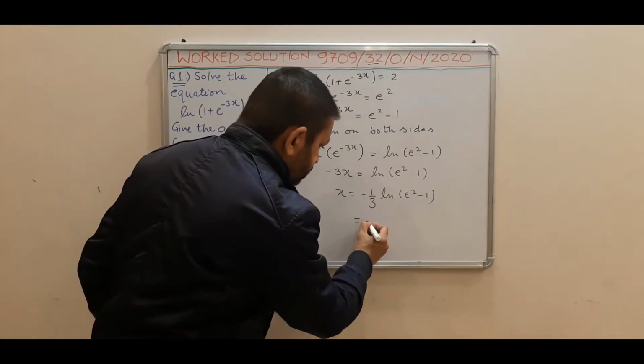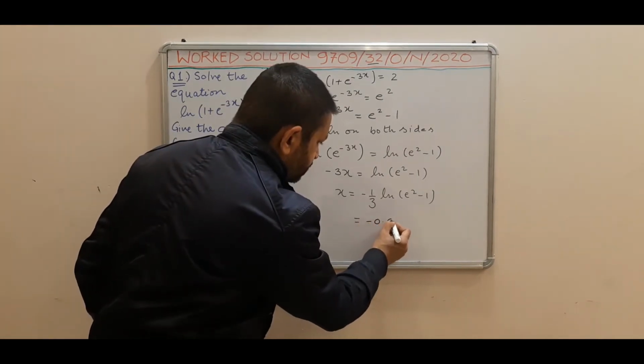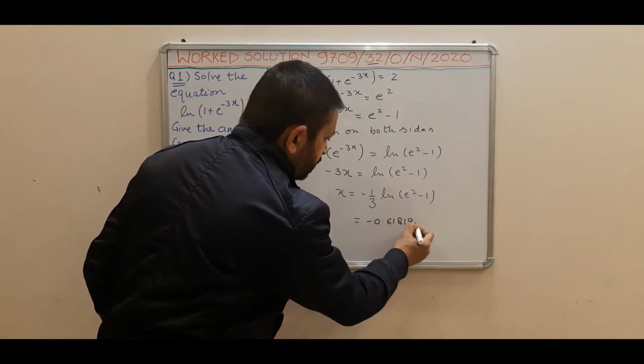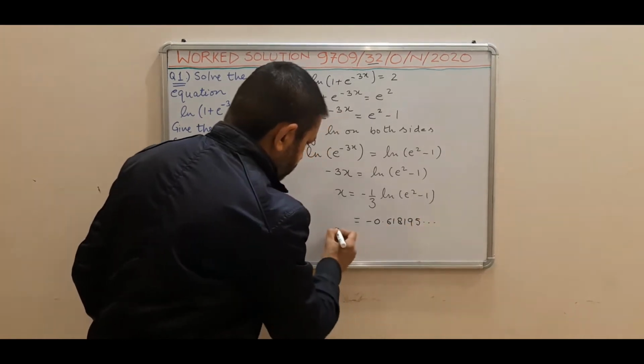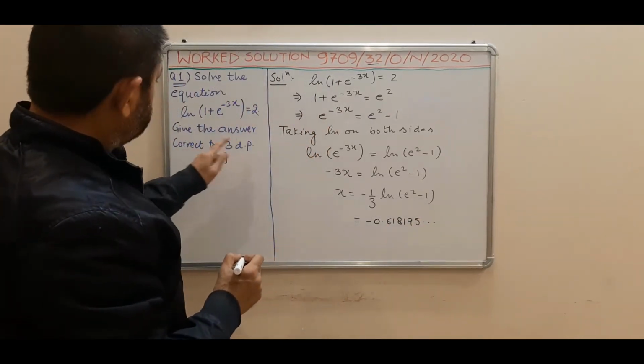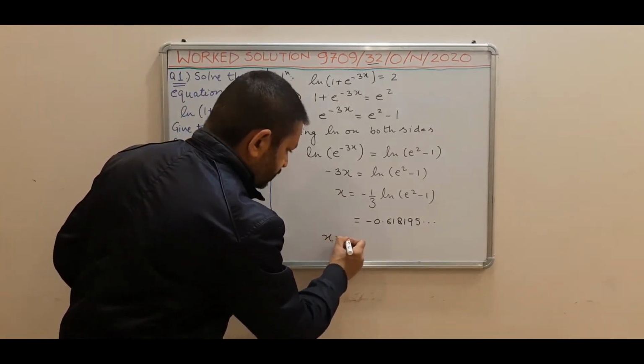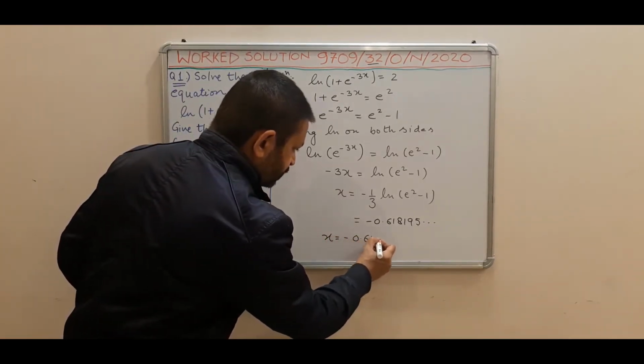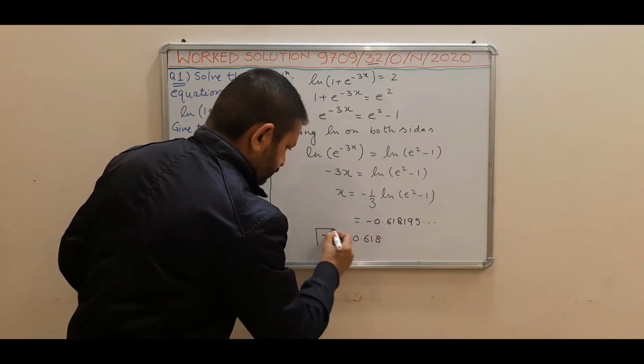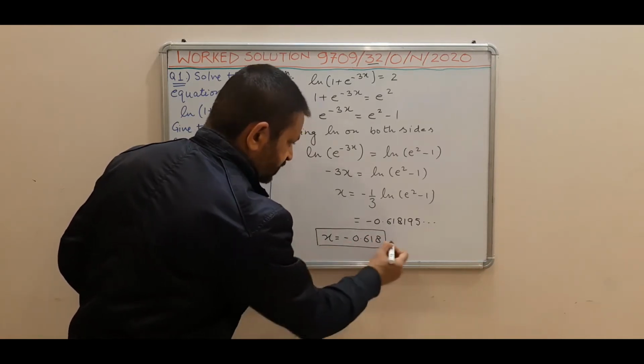It comes as -0.618195 and so on. So as per requirement, answer correct to 3 decimal places. So answer will be x = -0.618. And this is your answer.